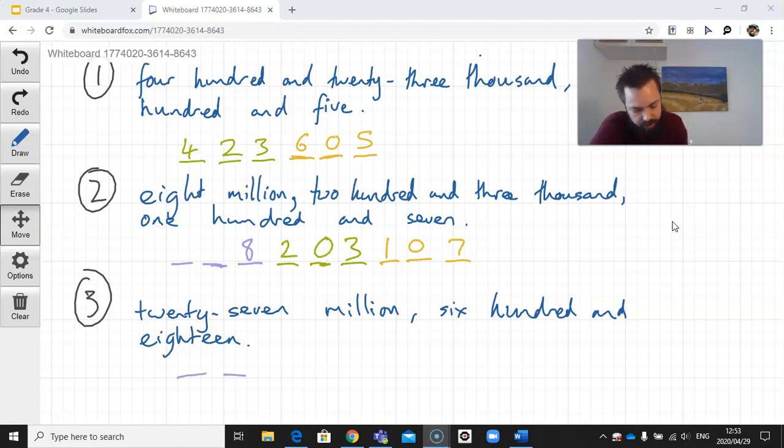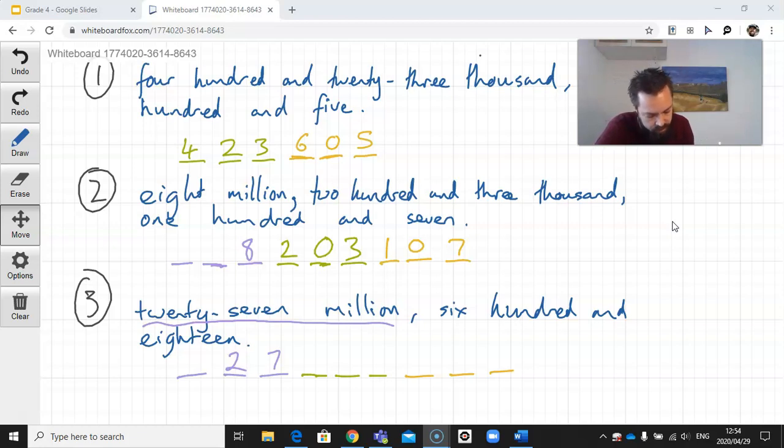1, 2, 3 for my millions family. 1, 2, 3 for my thousands family. And 1, 2, 3 for my units family. Let's start with the millions family. 27 million. I can write 27 in the millions family. There we go.